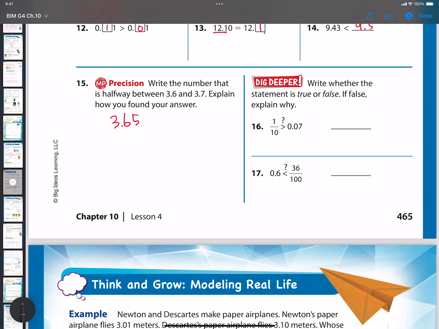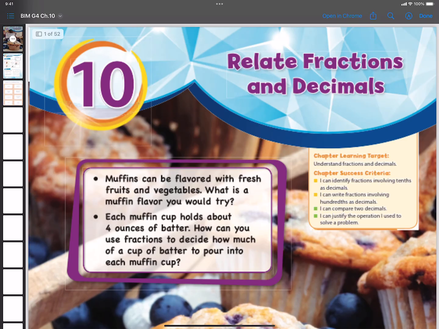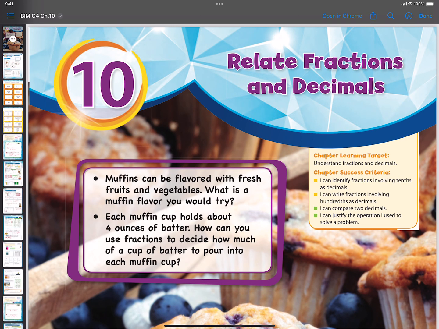3.65. Because when you go halfway from 6 to 7, it's going to be... let's move on. You need to understand this way. 3.60 to 3.70.